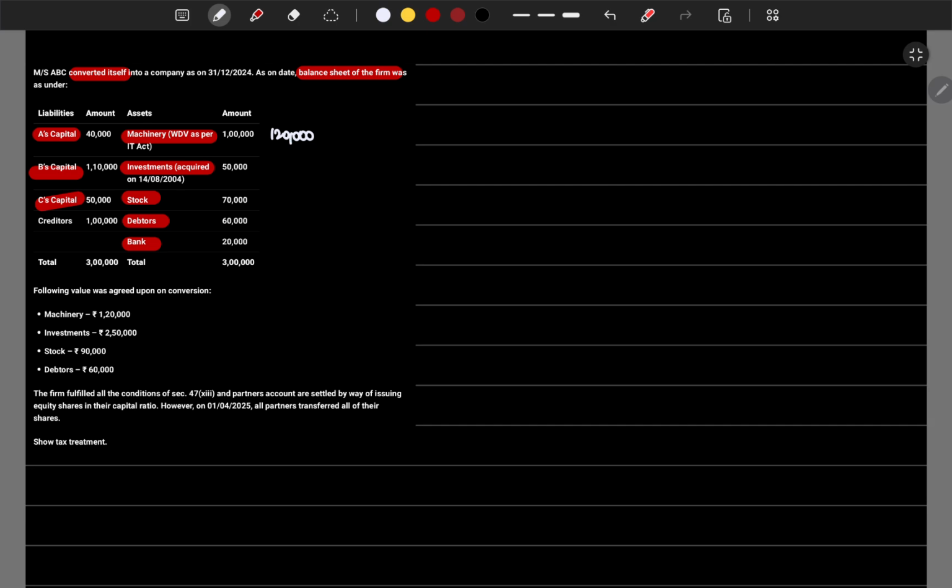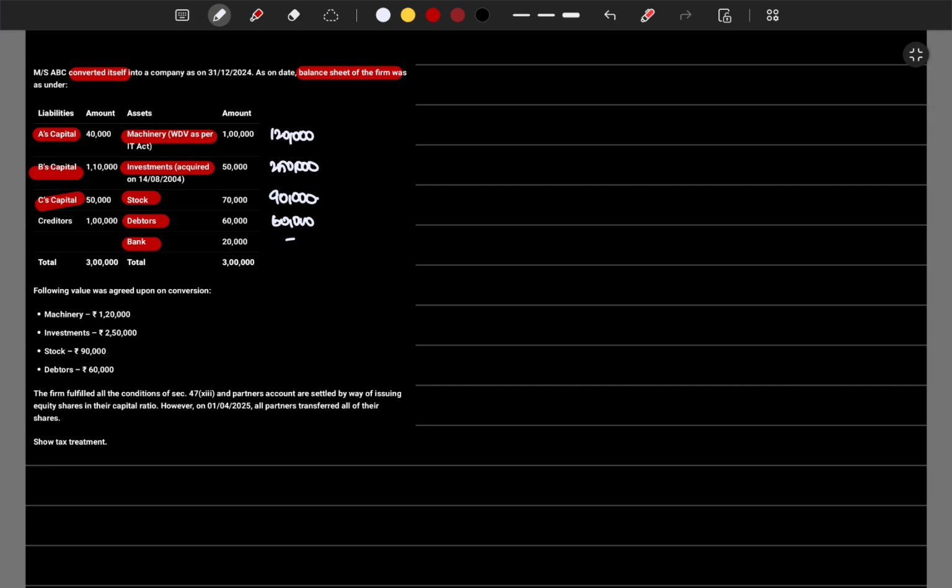They are converting at more than book value. Investments they are valuing at 2,50,000 while converting, and the stock at 90,000. Others are similar only. Bank will be the same as it is. There is no value increase or decrease in that.